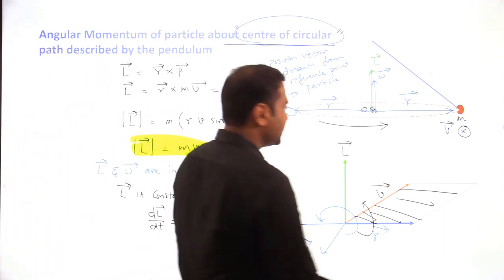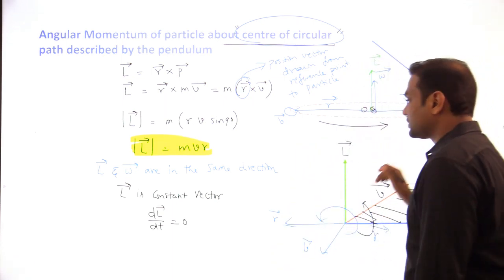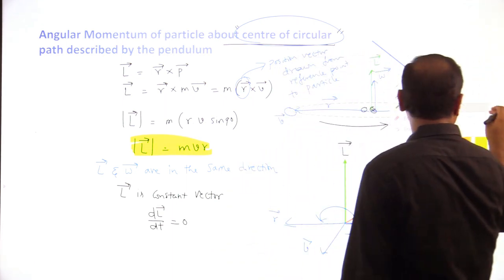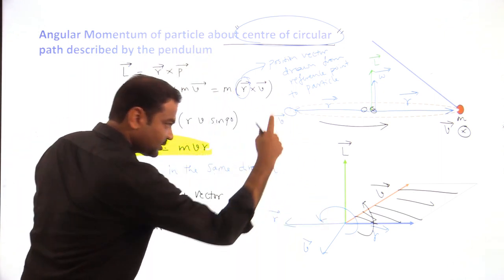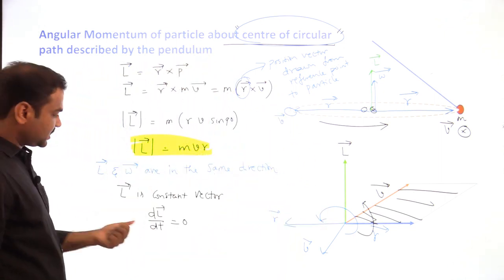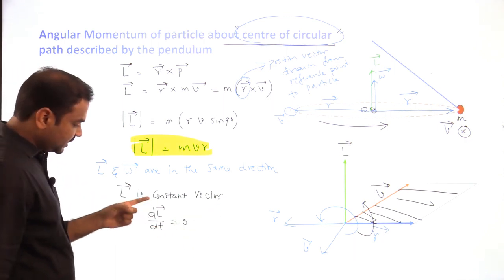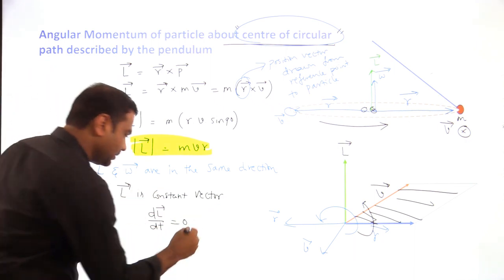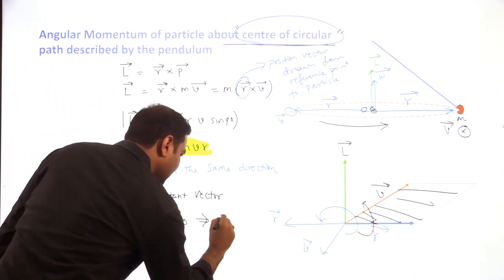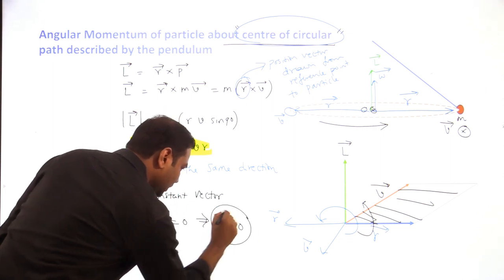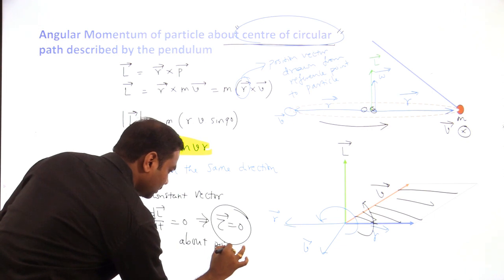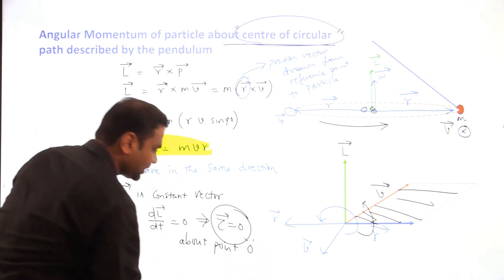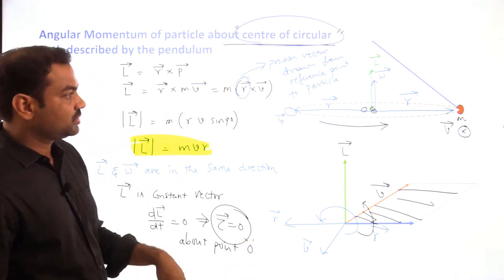Now what we are going to do is check the direction. Direction is also constant, right? As the direction of L bar is constant and the magnitude is constant, L bar is a constant vector. Then dL bar by dt goes to 0. That stands for torque having to be 0. But about what point? Everything we are calculating is about point O, which is nothing but the center of the circle. About point O, torque should be 0.